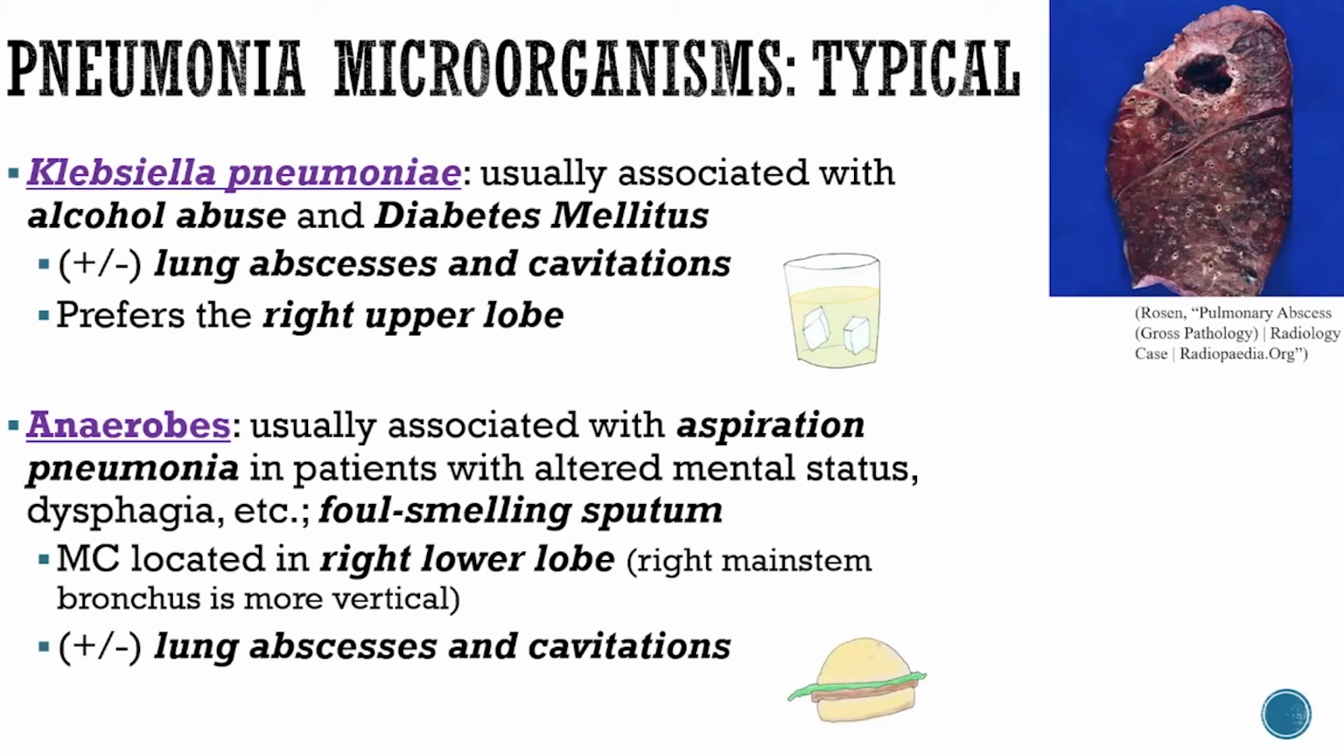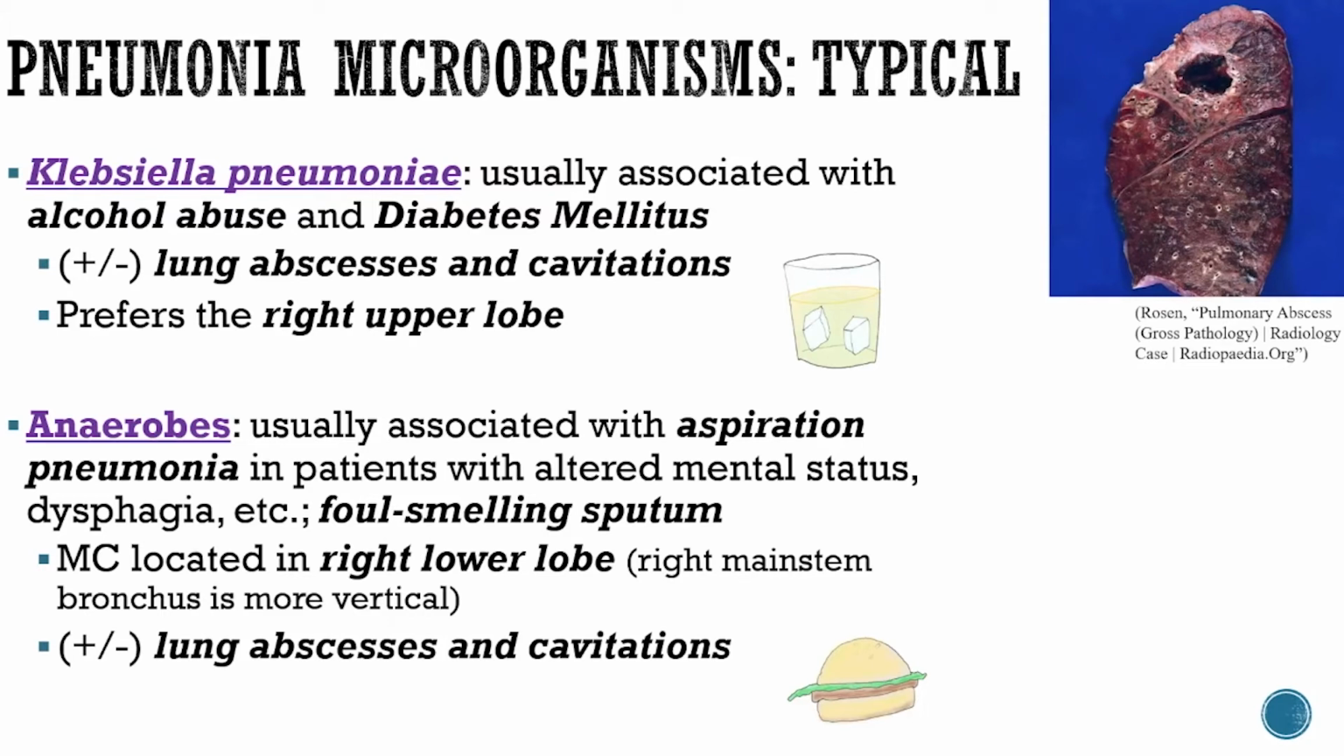Klebsiella pneumoniae is a lot more commonly seen in patients who suffer from alcohol abuse, but can also be seen in patients with diabetes mellitus. Now, just like Staph aureus, Klebsiella pneumoniae is also often associated with lung abscesses and cavitations. So just another one that I need you to keep in mind that may be associated with abscesses. In addition to alcohol abuse, which sometimes is a giveaway for Klebsiella pneumoniae, we sometimes see that Klebsiella pneumoniae prefers to cause infection within the right upper lobe.